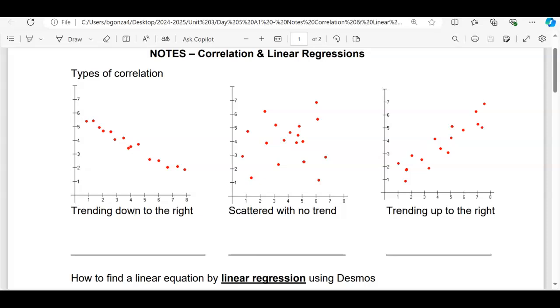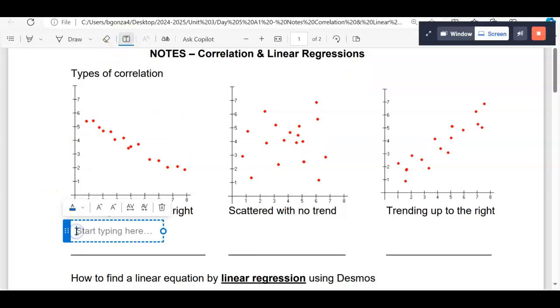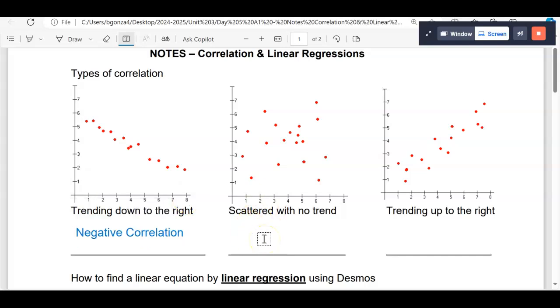Are they perfectly in a straight line? No, okay? But they're trending a certain way. So this is trending down to the right, okay? They're pretty close together. This is called a correlation, okay? So this correlation, since it goes down to the right, is a negative correlation. Go ahead and write that down for me, please. If your points are close together, trending down to the right, it's called a negative correlation.